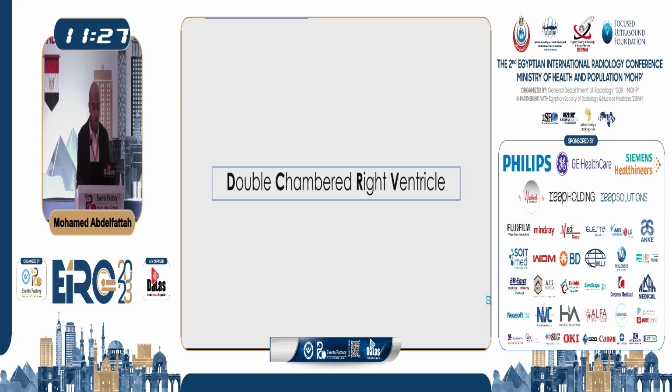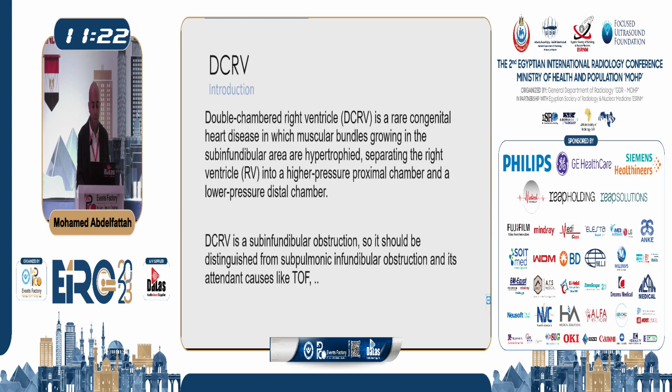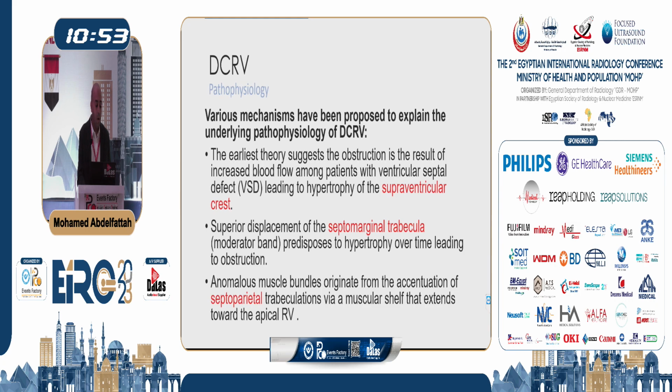Now let's talk about the double-chambered right ventricle. Double-chambered right ventricle is a rare congenital heart disease in which muscular bundles growing in the subinfundibular area are hypertrophied, separating the right ventricle into a high-pressure proximal chamber and a lower-pressure distal chamber. Double-chamber right ventricle is a subinfundibular obstruction, so it should be distinguished from the subpulmonic infundibular obstruction and its attendant causes like tetralogy of Fallot.